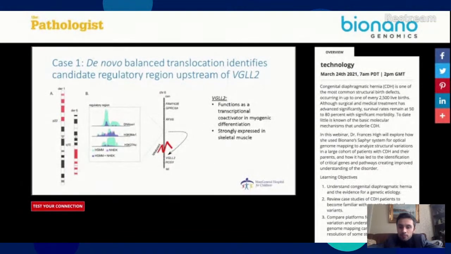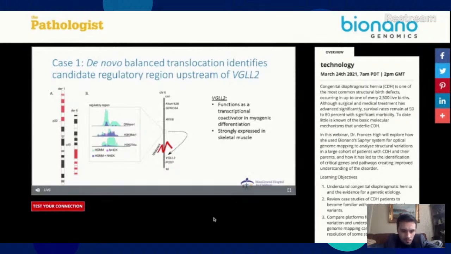So using the Bionano technology, we were able to map the 2 break points for this chromosome 1/6 translocation and identify some putative candidate genes. So we looked at the breakpoint on the derivative chromosome 1, and it was in a gene-poor region. It wasn't really worth pursuing. But the breakpoint on chromosome 6 was quite interesting, and it was just upstream of this gene VGLL2. And when we look in the ENCODE database, we can see that this region actually contains a number of putative regulatory regions.